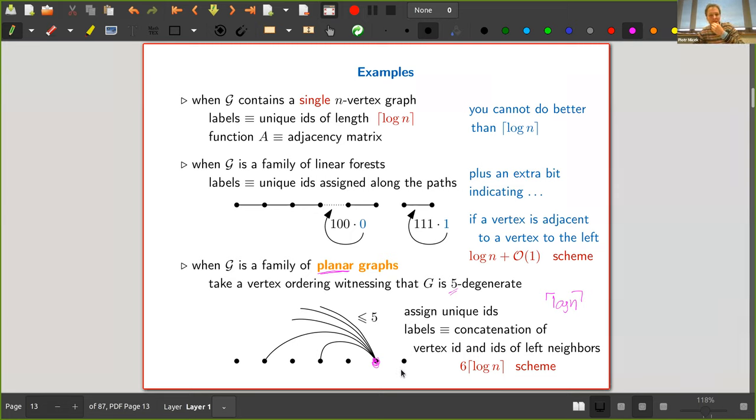And now it's easy to see that given 2 labels like that, we can decode if the two vertices are adjacent or not. Because if the two vertices are adjacent, then one of them is right and one of them is left. And on the list of the right vertex, we shall see the identifier of the left vertex. So this is an easy tester to check, given the two labels, if the vertices behind them are adjacent or not. Okay, so we have an adjacency labeling scheme with label lengths 6 times log n.